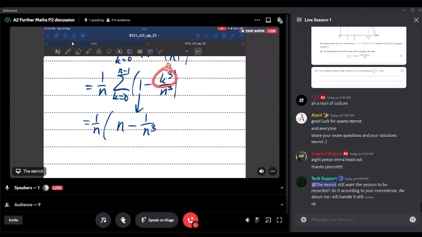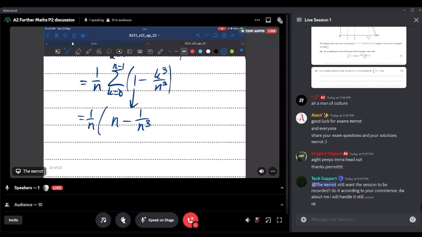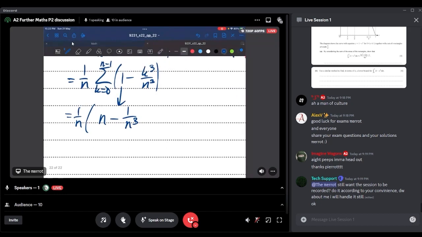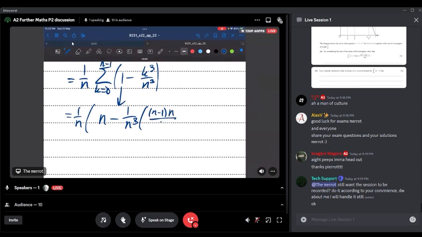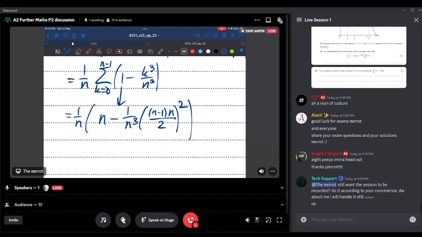And this is where you use the identity, right? The sum of cubes. That is the square of n minus 1, n and n plus 1, over 2. Square. Right, Alex? I don't have the formula sheet, so I can't remember, but I think this is it. Yeah, okay, thank you.